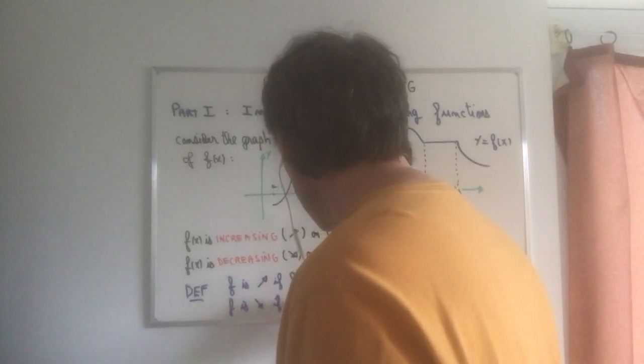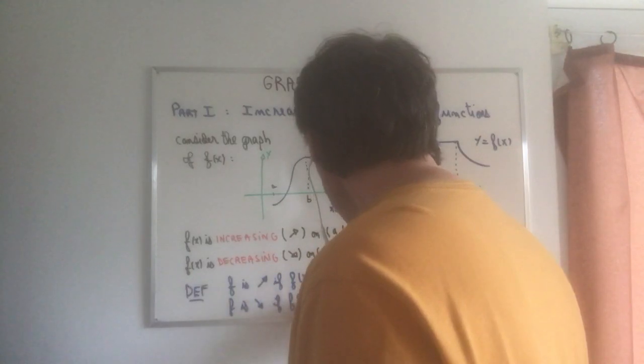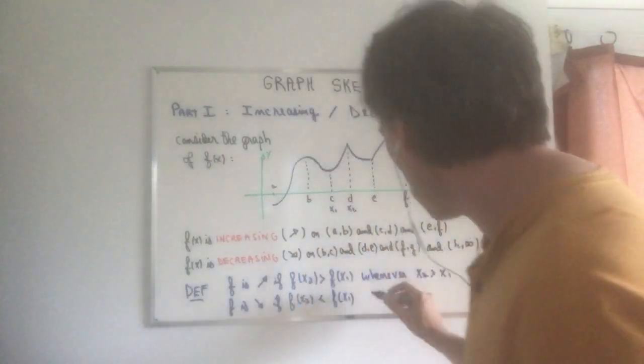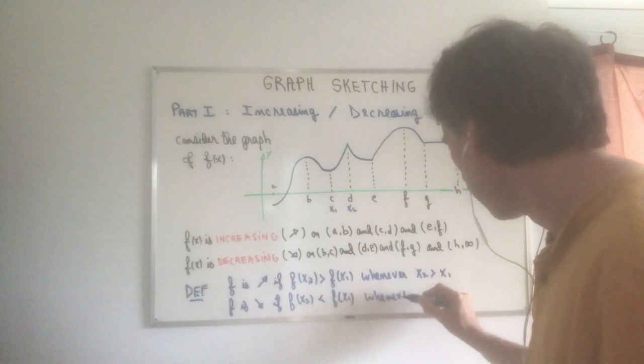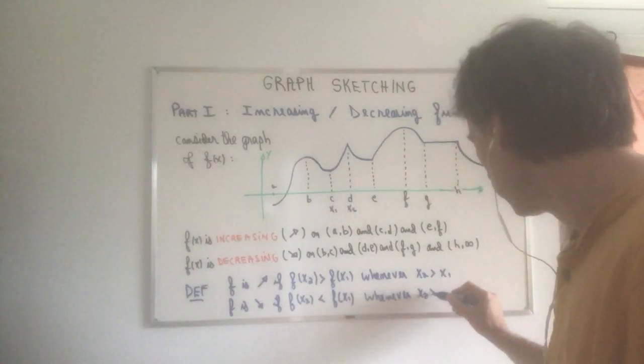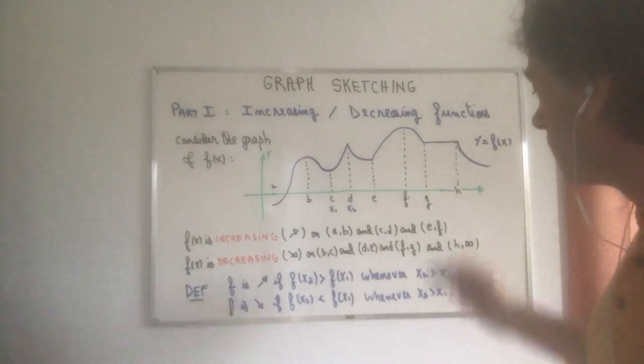f of x2 is less than f of x1 whenever x2 is larger than x1. We could actually see that over here.